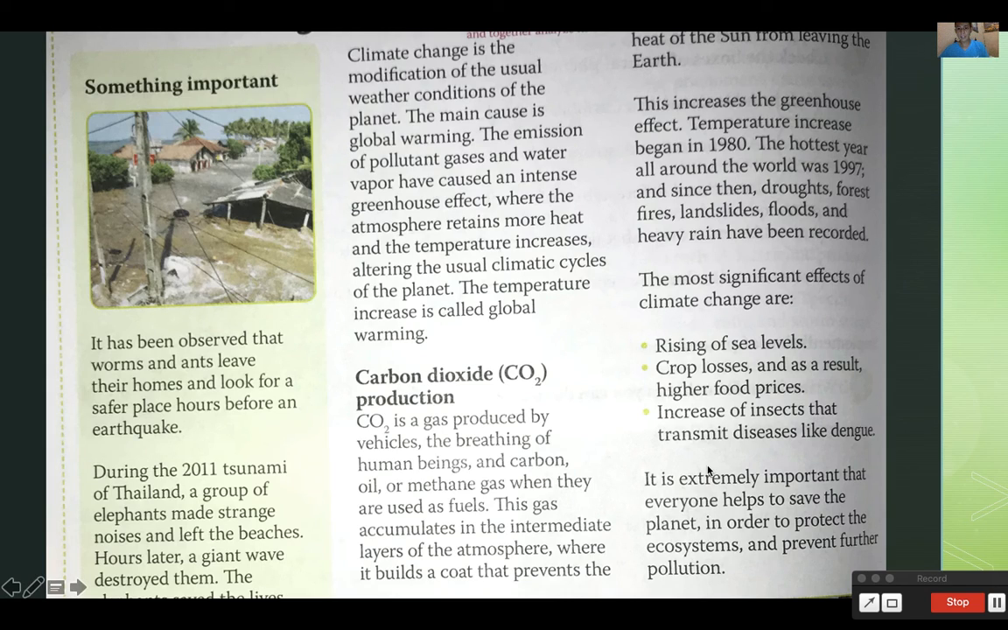Increase of insects that transmit diseases like dengue. Incrementan los insectos que transmiten enfermedades como el dengue.